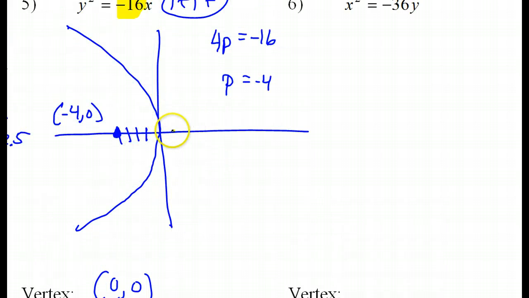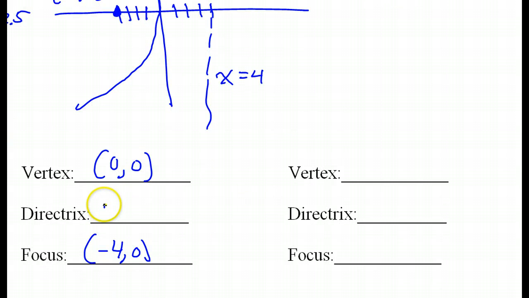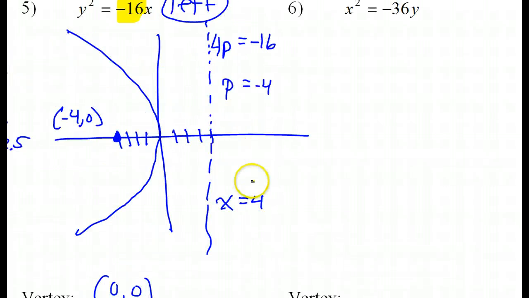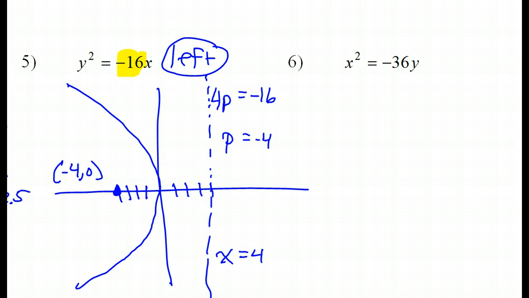The directrix goes in the opposite direction, so 1, 2, 3, 4. So the directrix will be right here. Okay. Vertical lines have equations x equals a number, so the directrix will be x equals 4. All right. So that was it for number 5.